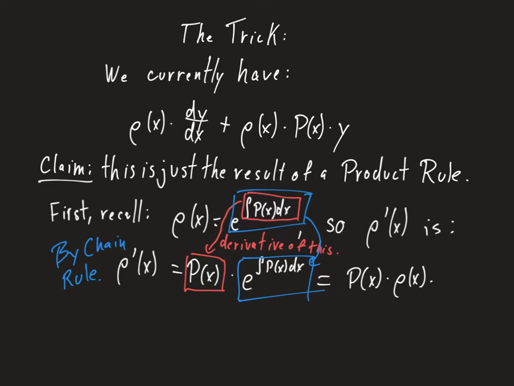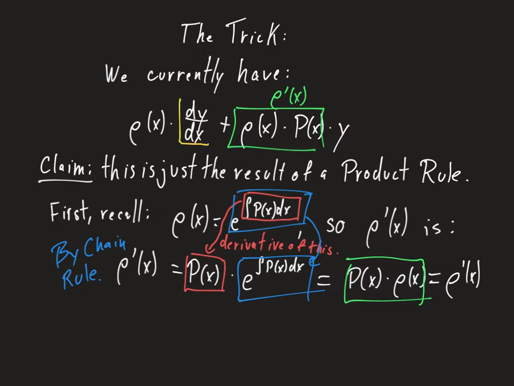Now, why is this important? Well, I've just shown that this guy that we just got here, this p of x times rho of x, is equal to rho prime of x, rather. And that is exactly what shows up here. In other words, this is rho prime of x. Okay, now hopefully at this point, at least some of you should be seeing where this is going. dy dx is, of course, by definition, y prime.